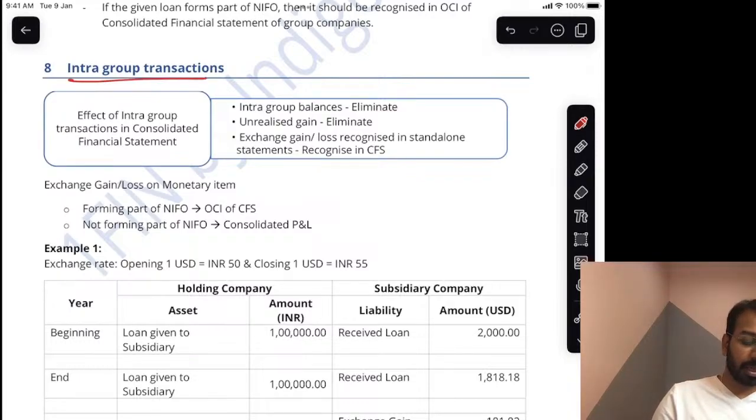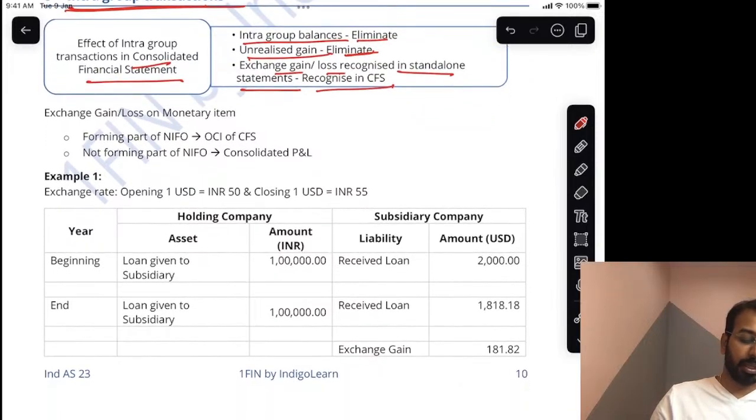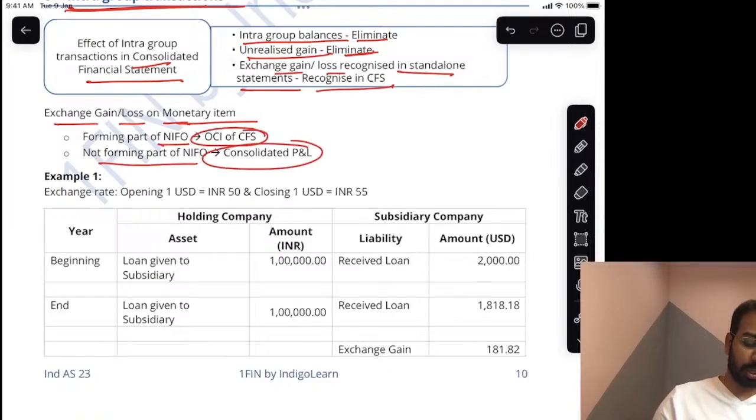Then there are certain intra-group transactions. All intra-group transactions in the consolidated financial statements we have to eliminate. So any intra-group balances, eliminate. Any unrealized gain, eliminate. Exchange gain or loss recognized in the standalone statement, you will continue to recognize in the consolidated financial statement. Then again, if there is an exchange gain or loss on a monetary item forming part of NIFO, you will take it to OCI. Not forming part of NIFO, you will take it to consolidated P&L.